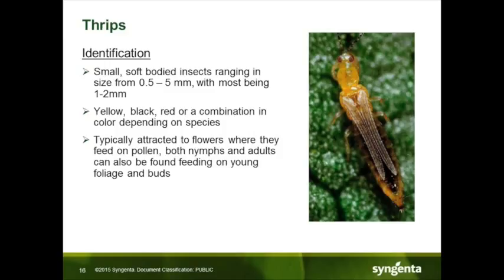Now, being involved in ornamental production, I'm sure all of you have encountered thrips at some period of time. They're small, slender, soft-bodied insects that can vary quite a bit in size and also in color, depending upon what species you have. They are attracted to flowers because of the pollen and also because of their colors, and they do need the pollen in order to reproduce. But you can also find nymphs as well as the adults feeding on the young foliage and buds.